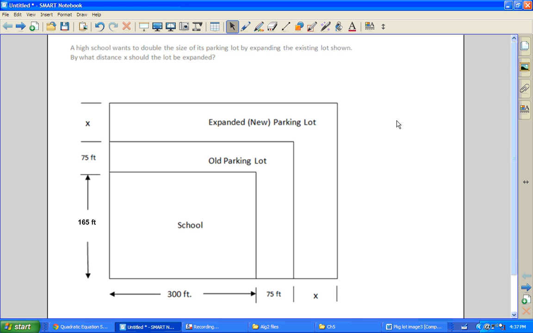Here's a word problem that deals with quadratics, and it's quite practical, and it's a very good problem that has a lot you can learn from it. Okay, here's a situation. You've got all these rectangles here, and it says a high school wants to double the size of its existing parking lot by adding an expansion. Here's the expanded lot in blue.